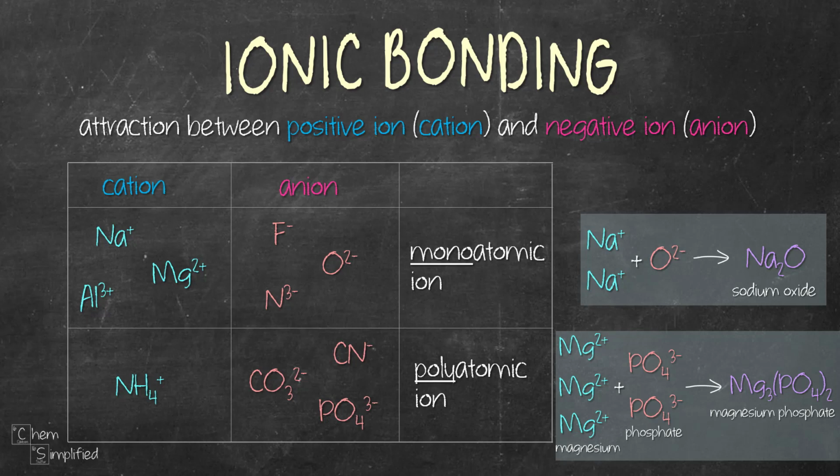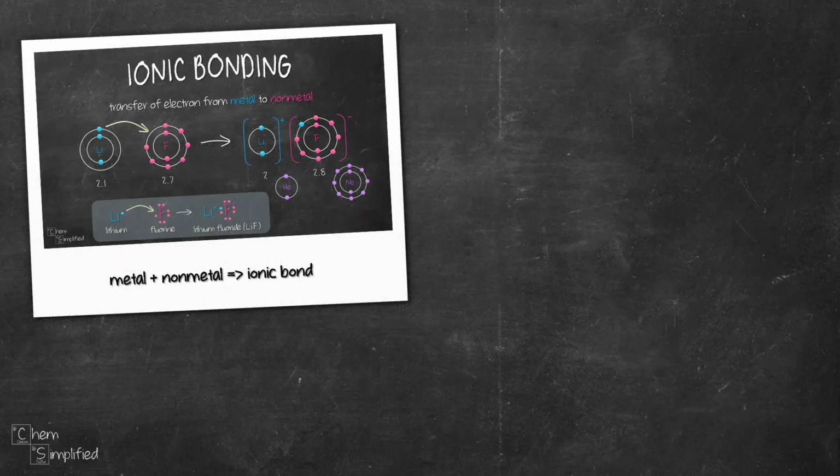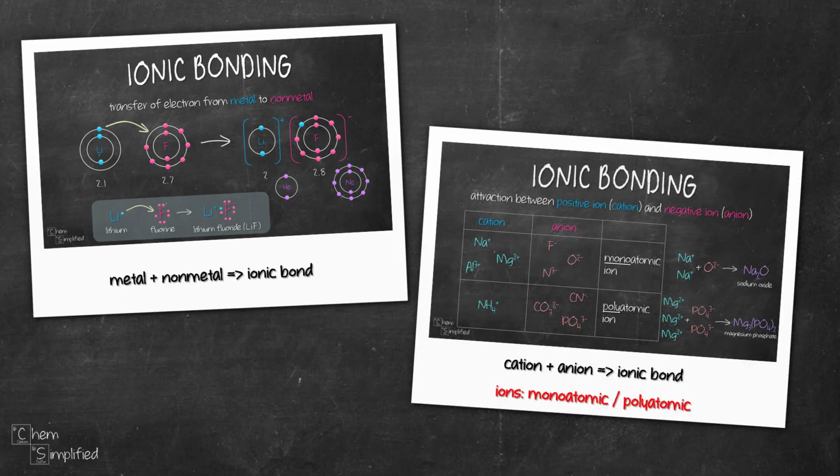With that, we're done talking about ionic bonding. Quick recap, we talked about how electron is transferred from metal to non-metal. We also broadened the definition of ionic bonding to include cation and anion, covering both monoatomic and polyatomic ions.